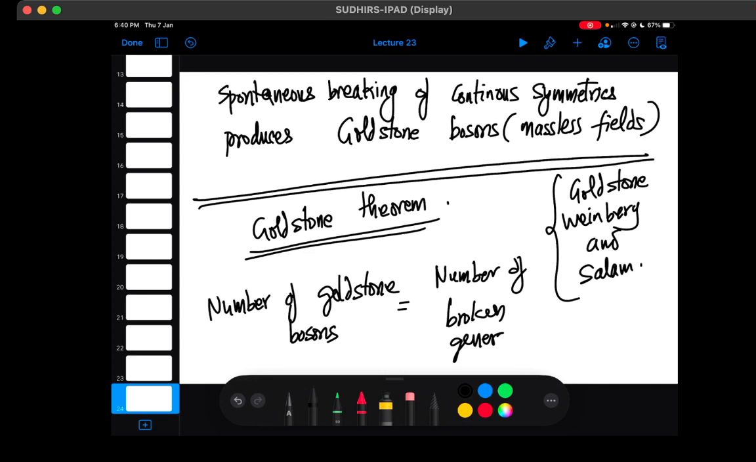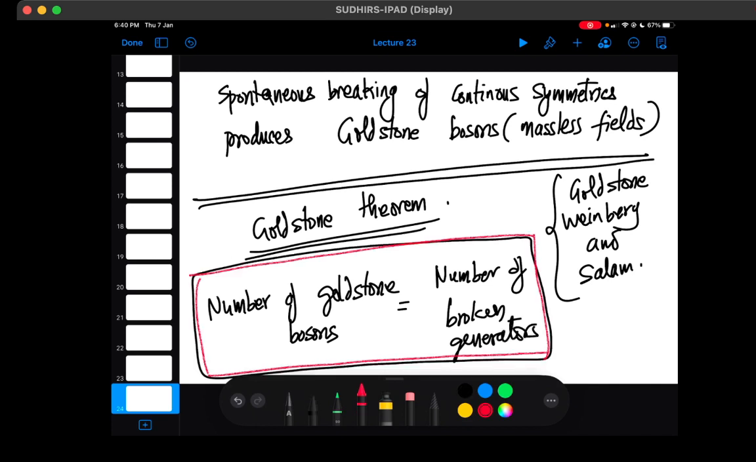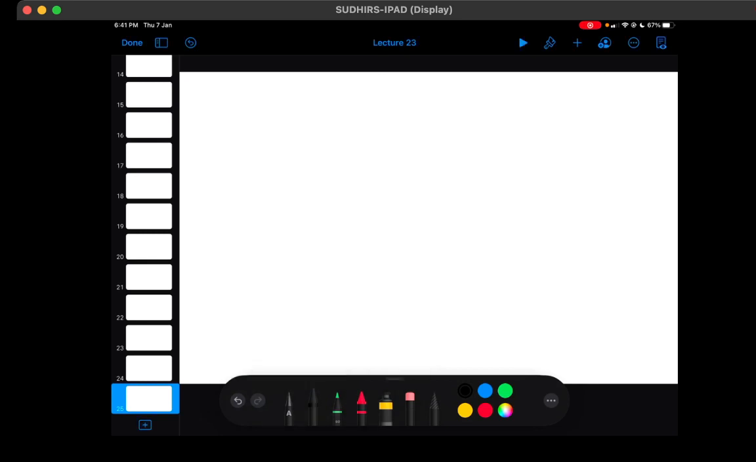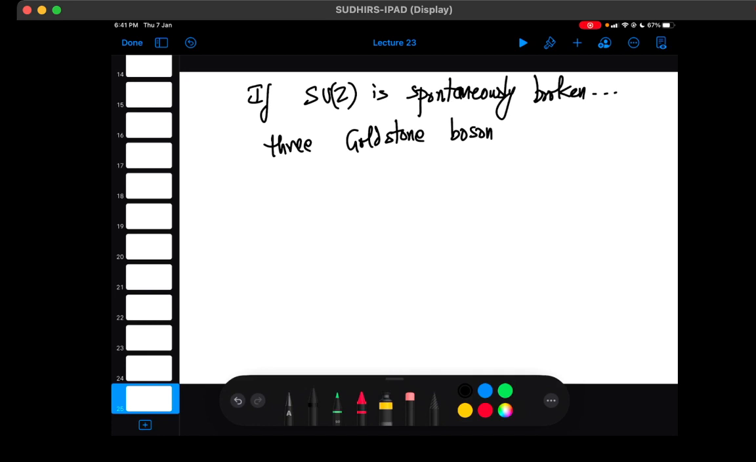Okay, so the number of Goldstone bosons in the case of U1, what we have seen is that there is one broken generator, and so you have one. U1 to nothing, you have one broken generator, and so you have one Goldstone boson. Now, if SU2 is spontaneously broken, one would have 3 Goldstone bosons, because SU2 has 3 generators.